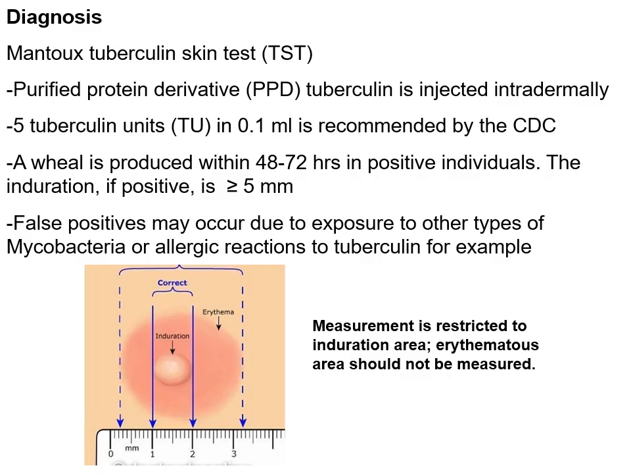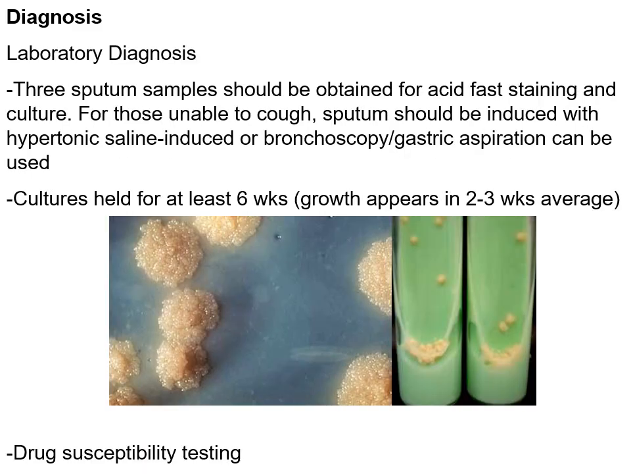Now, false positives may occur due to previous exposure to mycobacteria, possibly due to allergic reactions to tuberculin, to the PPD itself. In addition to that, if you have been previously administered the vaccine for tuberculosis, you might be positive for the TST. And we will talk a little bit more about this later on.